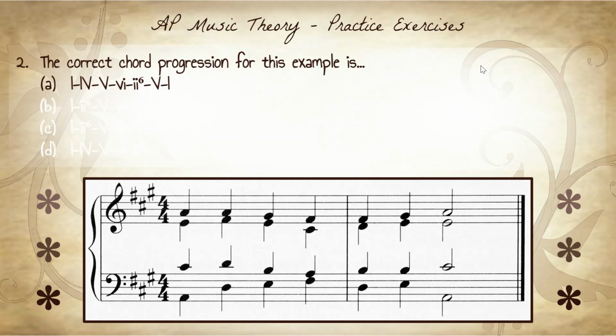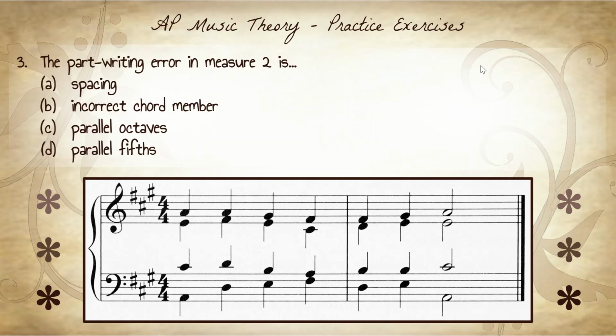The correct answer is A. The correct Roman numeral chord progression is tonic to subdominant to dominant to minor submediant to supertonic first inversion to dominant to tonic. In some cases, the only difference between the answers is an inversion or an added seventh or not, so be careful.